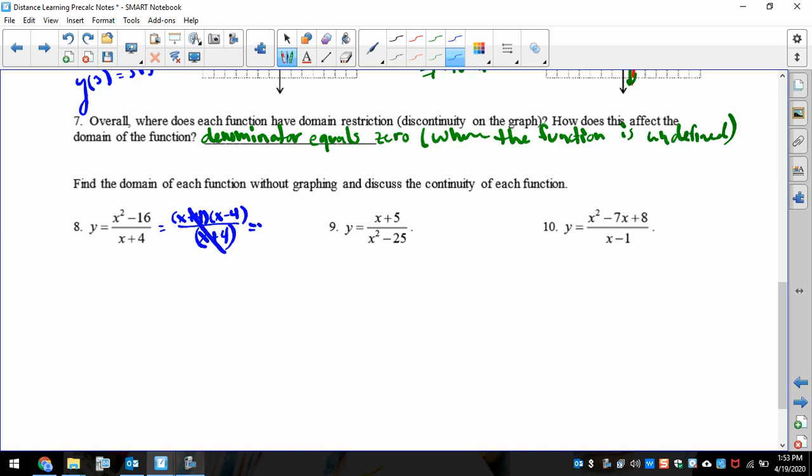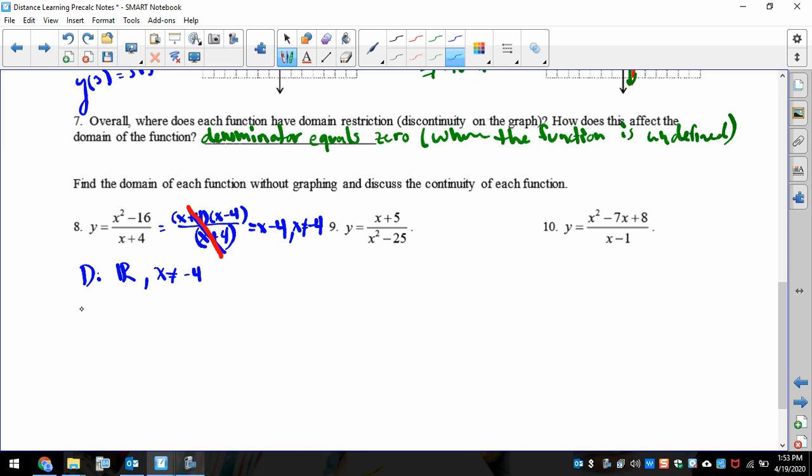x plus 4 cancels, and we have x minus 4, and x can't be -4. So x can't be -4 because we did this cancellation here. And so this is a line, and lines are continuous everywhere except for this point. So the domain: all real numbers, x can't be -4.